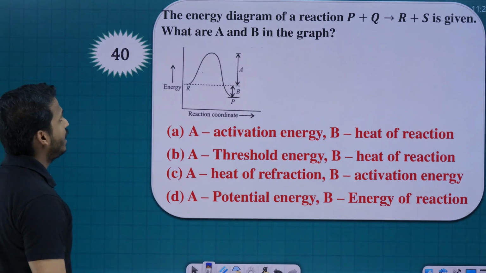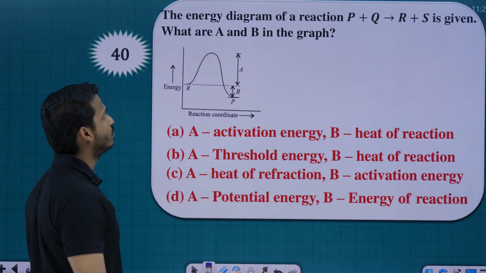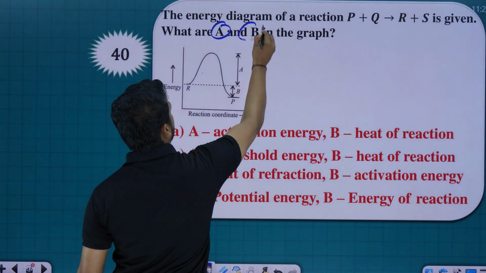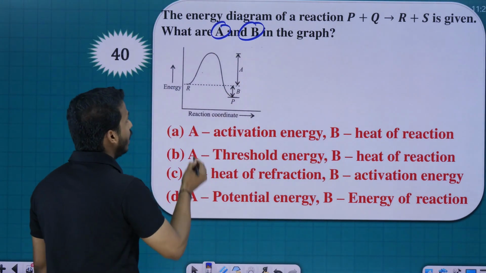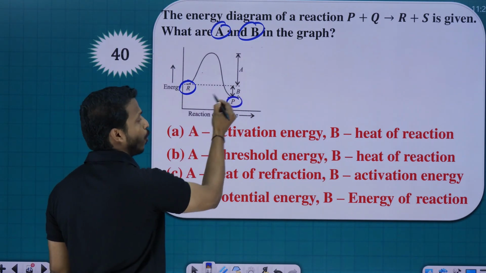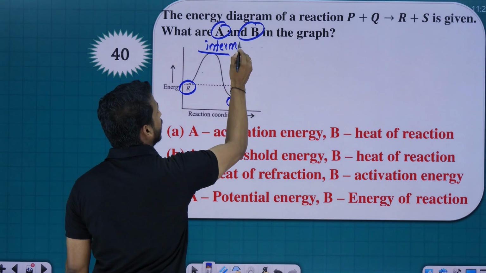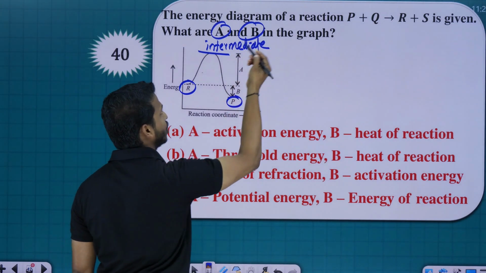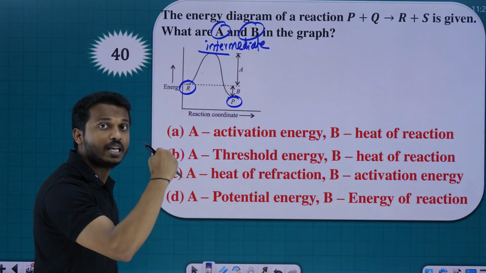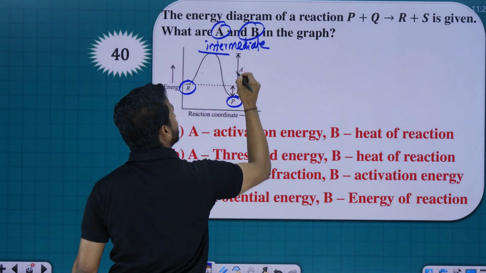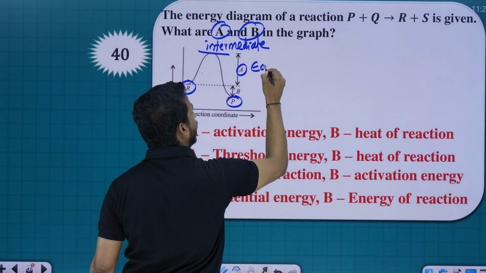Next one, the energy diagram for a reaction P plus Q gives R plus S is given. What is A and B? What is A? A is this one. Dear all, this is reactant, this is product. What is this stage called? This is the intermediate, or the transition state. The energy difference between reactant and the intermediate stage, that is given as A, that is our activation energy.